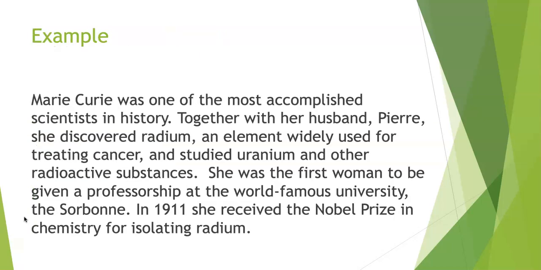Let's look at an example from one of our previous lessons. Marie Curie was one of the most accomplished scientists in history. Together with her husband Pierre, she discovered radium, an element widely used for treating cancer, and studied uranium and other radioactive substances. She was the first woman to be given a professorship at the world-famous University of the Sorbonne. In 1911, she received the Nobel Prize in Chemistry for isolating radium.